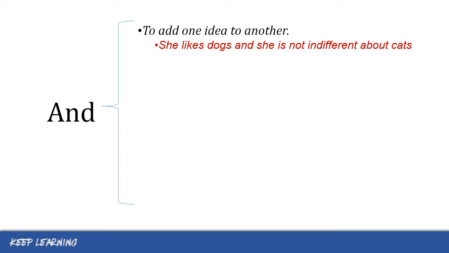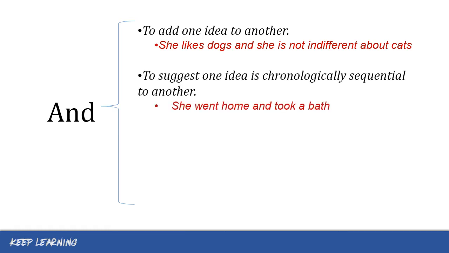Also, and is a very good connector if you want to organize things chronologically, in time, creating sequences. Like here, she went home and took a bath. That's not only two ideas, but this is also the sequence in which they happened. First, she went home, and second, she took a bath. You see? So you can use it to organize sequences.